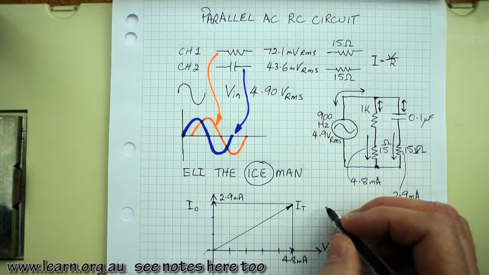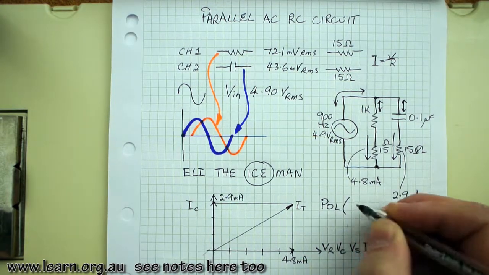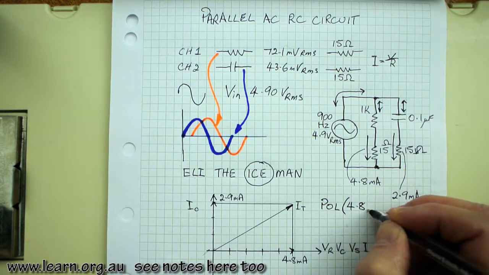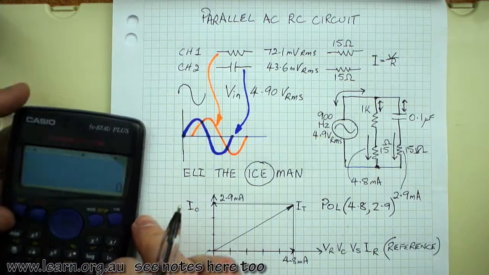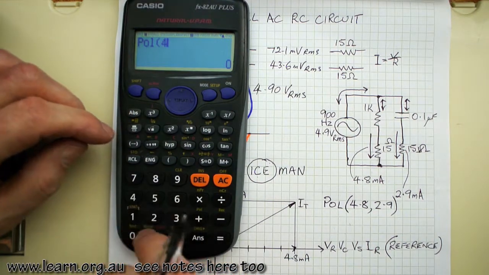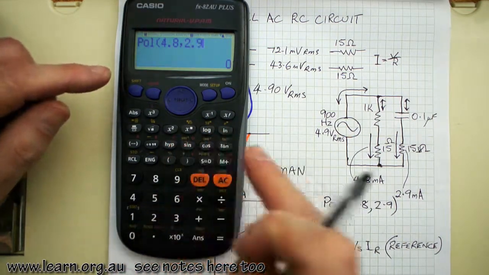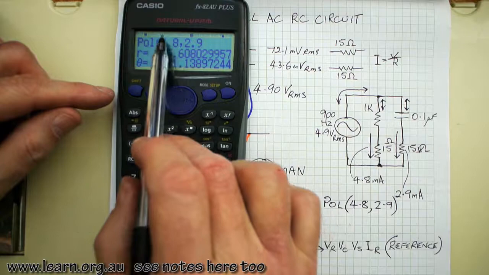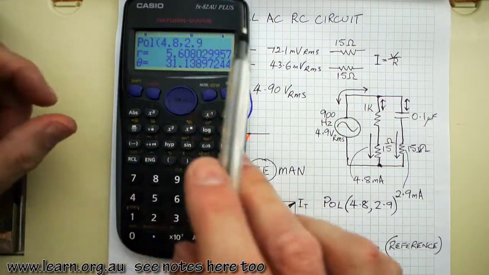Maybe the quickest way is to use the rectangular to polar function on the calculator. So on my calculator that'd be shift pole, 4.8, and on this particular calculator it's a comma and then 2.9. They're both in milliamps, so there's no need to use exponents here. Equals, and on the FX82 with this 3-line display, beautiful, we get the resultant, which is going to actually be the total current flowing in the circuit.